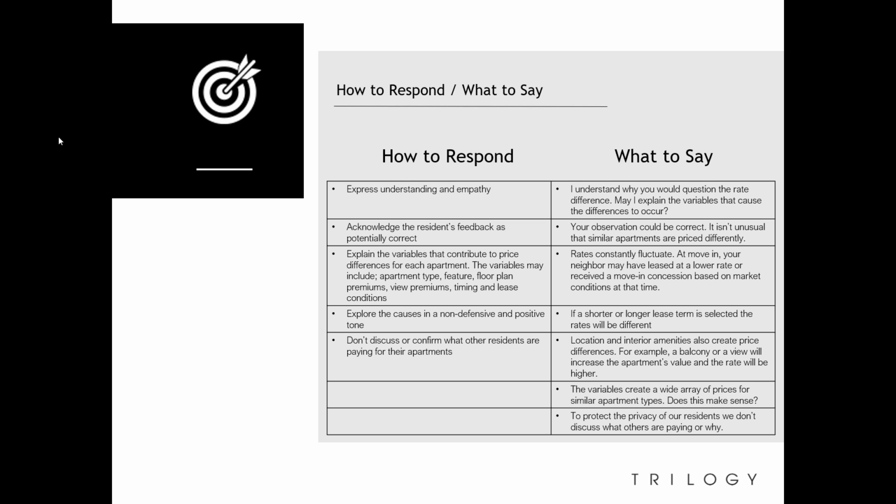Rates constantly fluctuate. At move-in, your neighbor may have leased at a lower rate or received a move-in concession based on market conditions at that time. If a shorter or longer lease term is selected, the rates will be different. Location and interior amenities also create price differences. For example, a balcony or a view will increase the apartment's value and the rate will be higher. The variables create a wide array of prices for similar apartment types. Does this make sense? To protect the privacy of our residents, we don't discuss what others are paying or why.